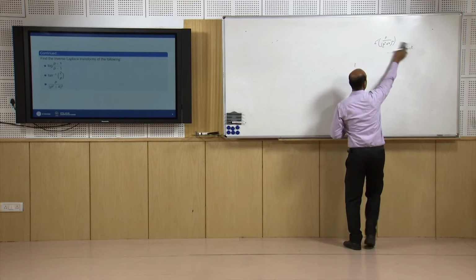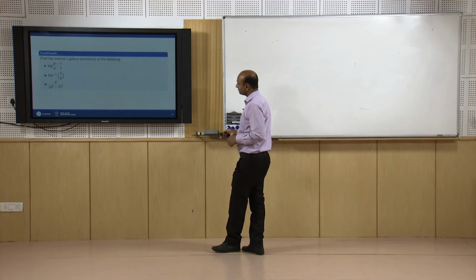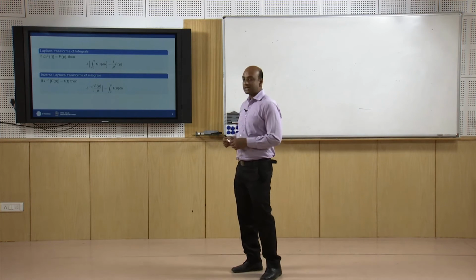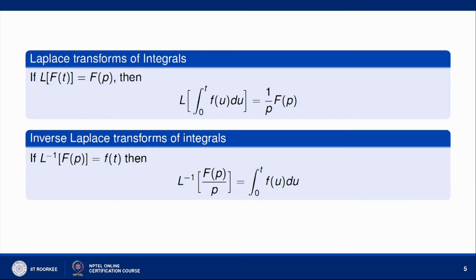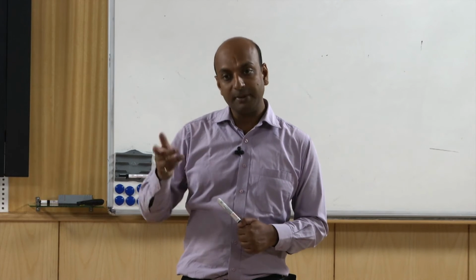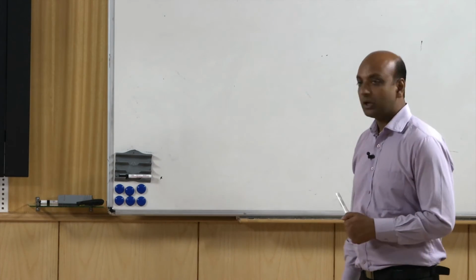Now, let us see some more properties of Laplace transforms. This is Laplace transform of integrals. So, if Laplace transform of f(t) is F(p), then Laplace transform of integral 0 to t f(u) du is nothing but F(p) by p. So, this property is mostly used to find Laplace inverse of F(p) by p. Whenever we have Laplace inverse of F(p) by p types, that is division by p, then this property is more useful since Laplace inverse of F(p) by p is given by integral 0 to t f(u) du.